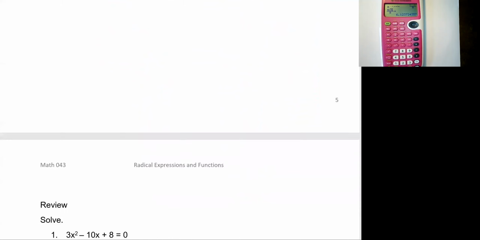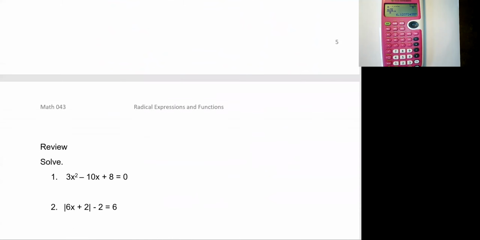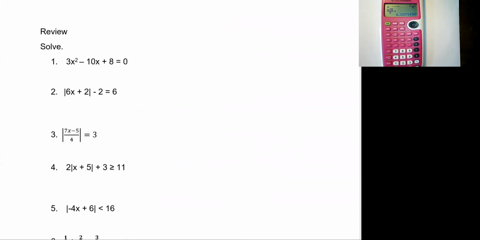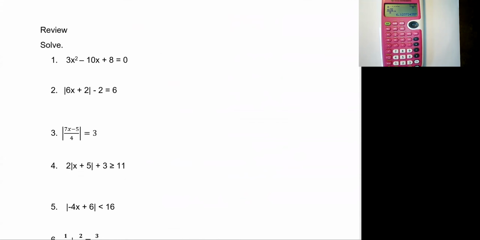Okay, that does it for this particular lesson. I'm going to make a separate video on these review problems, but these review problems were attached to these notes, and I will point out that number 1 needs to be corrected. That should be the correct equation.